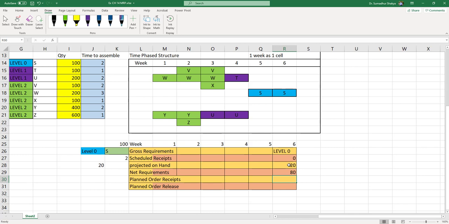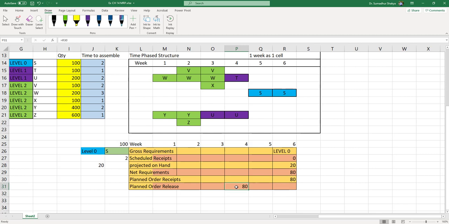Planned order receipts, how many are coming in? Given the need of 100 minus 20, 80 do I need, so I need to release the orders for about 80 units. These orders need to be released 2 weeks prior, because it takes 2 weeks, the lead time here. So in order to get this done by this time, I need to make 1 and 2. So I will release it on this day.